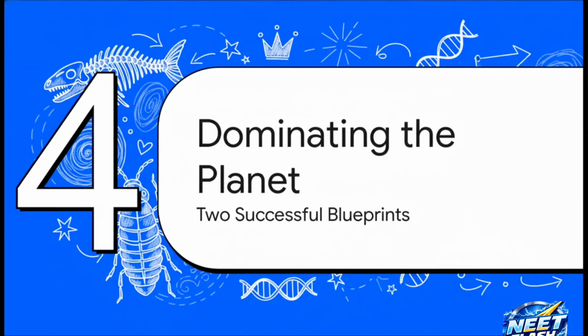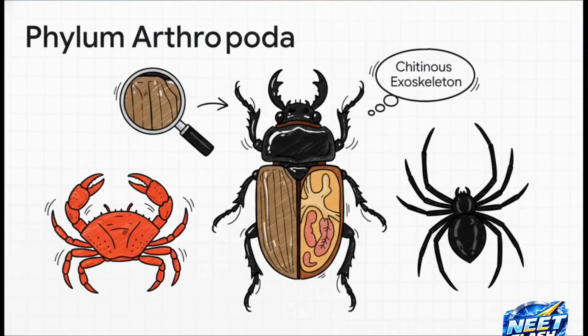So armed with all these amazing new innovations, 2 major animal blueprints just exploded onto the scene, and they became the most successful and widespread designs on the entire planet. These are the undisputed champions of the animal kingdom. In one corner, you've got the arthropods. We're talking insects, crustaceans, spiders, you name it. Their success is just off the charts. They make up over 2/3 of all known animal species.